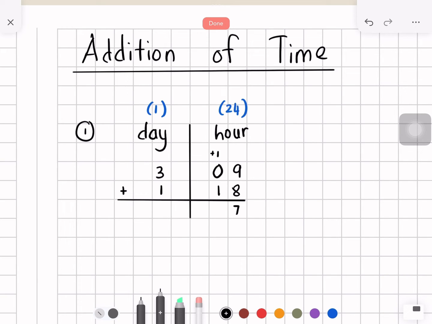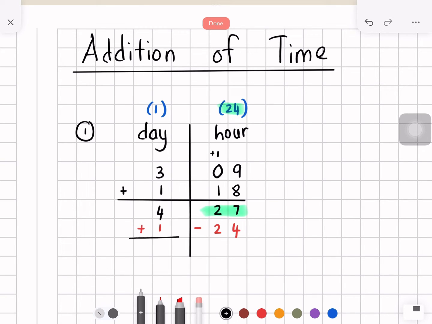9 plus 8, 17. 1 plus 0, 1. And 1 is 2. And then 3 plus 1 is 4. And now we have to check on this 27. This hour answer must be below 24 hours. Okay, when it's more than 24, we have to minus 24 in the hour, and in day we have to add 1 because 1 day is 24 hours.